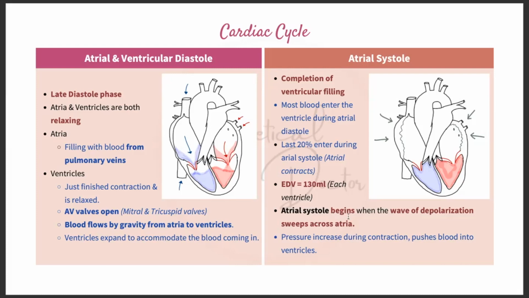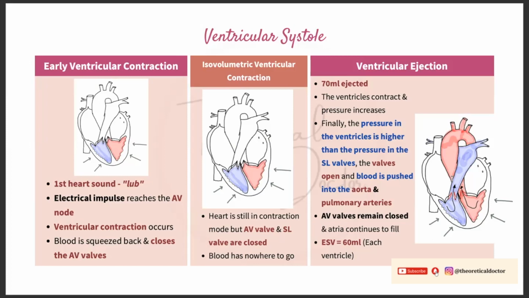Atrial systole begins when the wave of depolarization sweeps across the atria, meaning from the SA node, and when it sweeps across both atria, the left and the right, they will contract. So the pressure increases during contraction and it pushes the blood. Okay, it pushes the remaining 20% into the ventricles. After the late diastole phase and the atrial systole phase, we proceed with the ventricular systole.